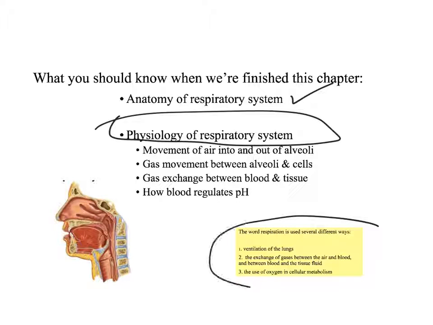Now, it's important to realize that the word respiration is used lots of different ways, so don't let it confuse you, which you guys are smart enough it's not going to. So ventilation of the lungs, okay, so when we take air from the outside to the inside, when we breathe, that's considered respiration. They also call it respiration when the gas exchange takes place at the air and the blood, and there's like alveolar respiration or cellular. Then there's cellular respiration. Okay, so that's when we use oxygen when we go through the Krebs cycle.